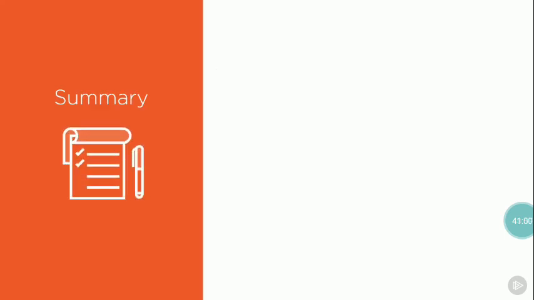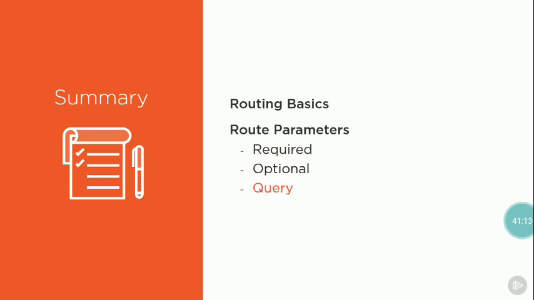This module took a quick look at using the router for communication between components. We reviewed router basics and then briefly examined how to use each of the three types of route parameters: required, optional, and query parameters.